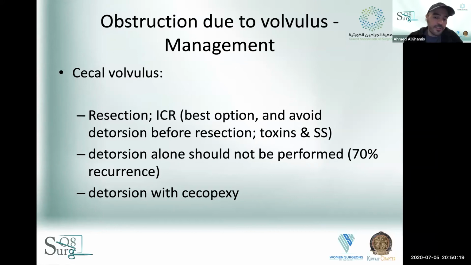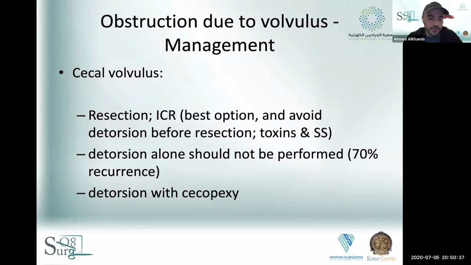With cecal, only resection. I'm not going to do pexy. Why? Because the recurrence is high. We don't do it in my institutes. We're going to do a resection. Again, we're going to do a resection. I keep saying it because I keep getting asked.